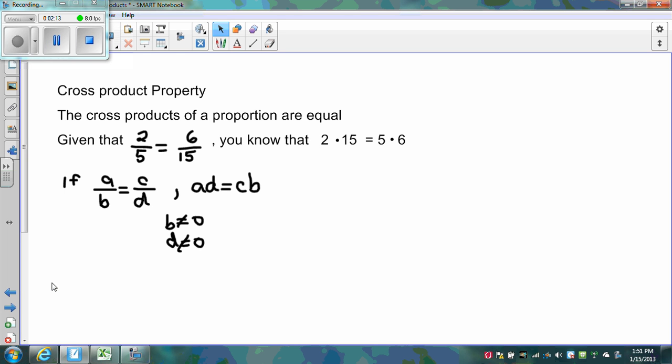So the cross product property: the cross products of a proportion are equal. Given that 2/5 equals 6/15, you know that 2 times 15 equals 5 times 6. So this just goes over what the actual property tells you. For example, if we have A/B equals C/D, then that means A times D equals C times B, as long as B and D are not equal to 0.